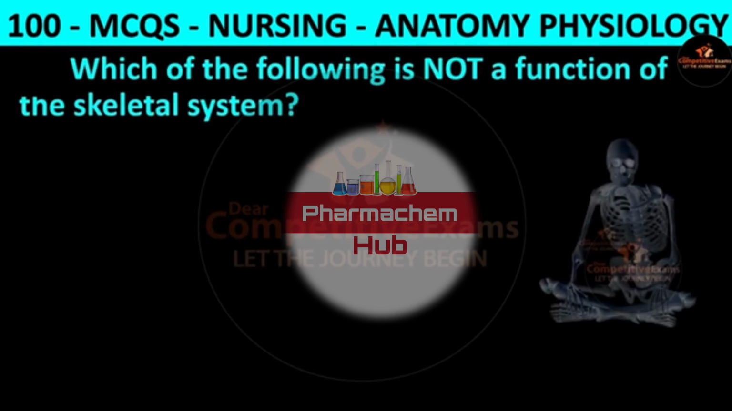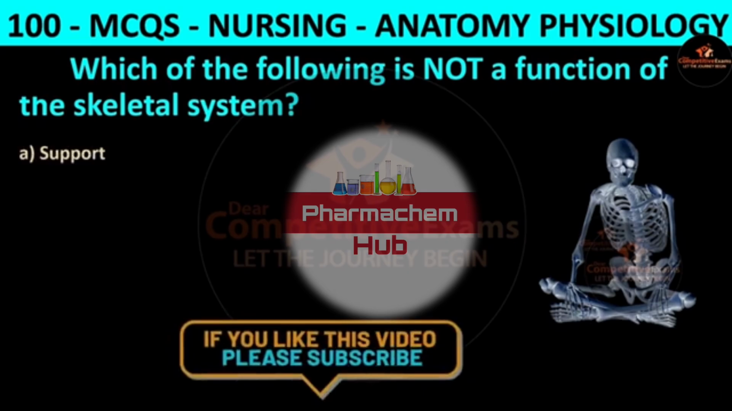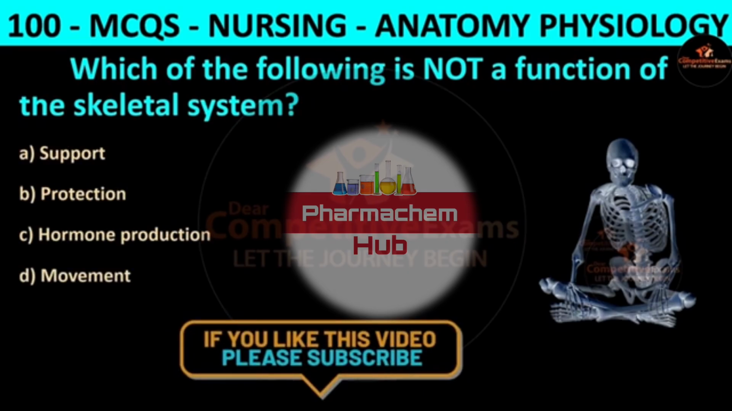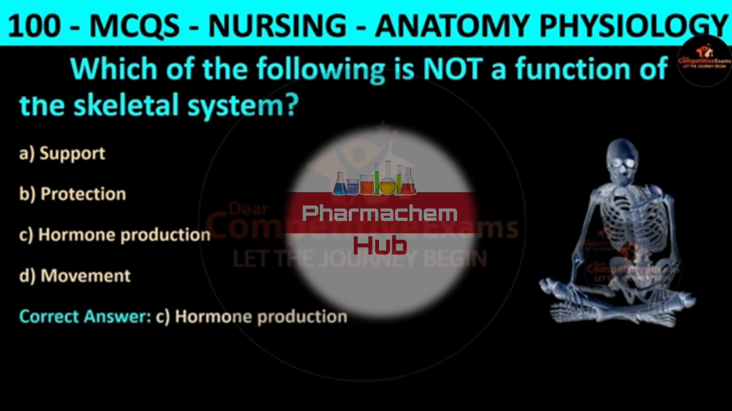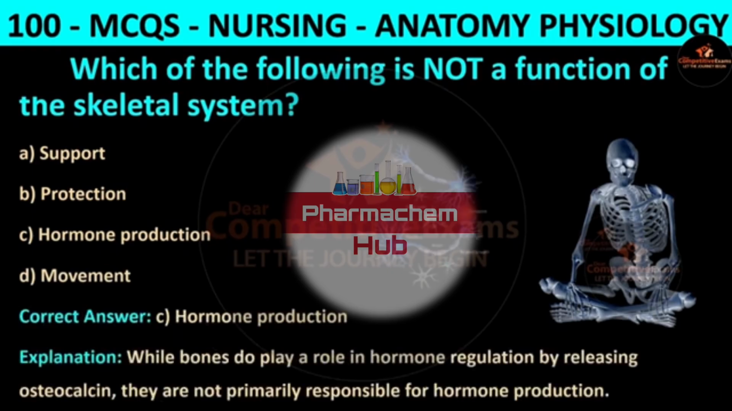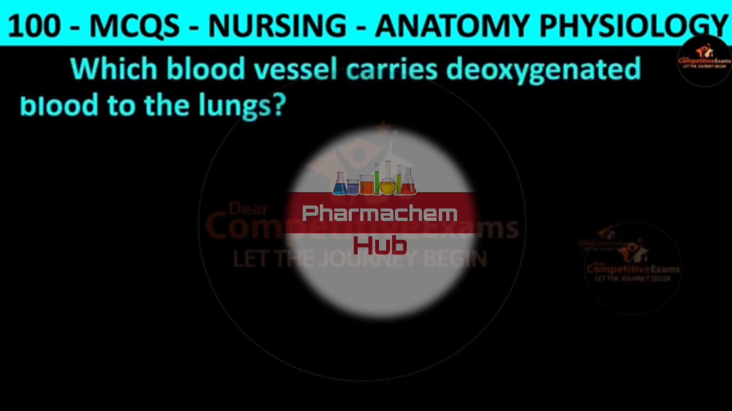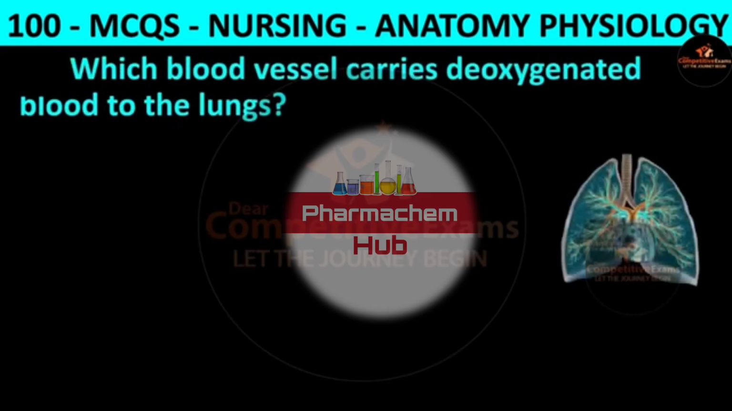Question number 96. Which of the following is not a function of the skeletal system? The options are support, protection, hormone production, or movement. The correct answer is C, that is hormone production. While bones do play a role in hormone regulation by releasing osteocalcin, they are not primarily responsible for hormone production.